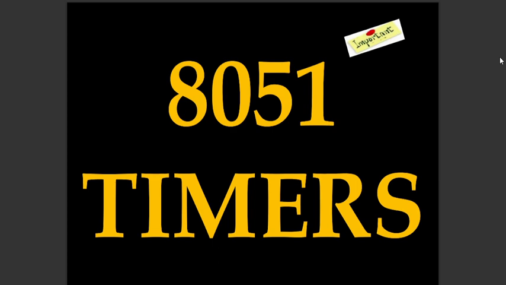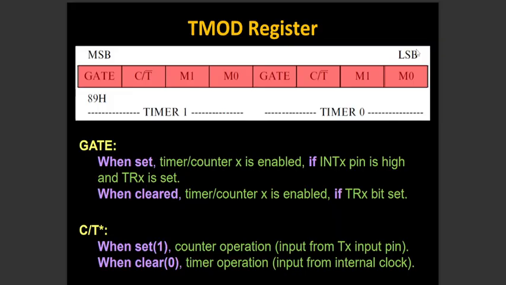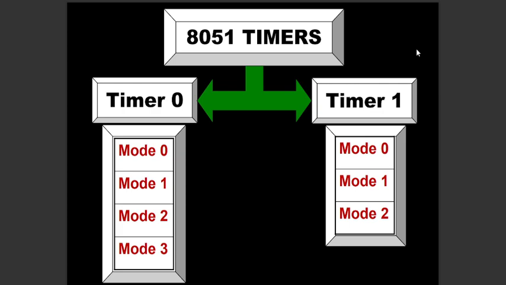My dear students, now we are going to discuss 8051 timers. In Intel 8051, there are two 16-bit timer registers. These registers are known as timer 0 and timer 1. The timer registers can be used in two modes. These modes are timer mode and counter mode. The only difference between these two modes is the source for incrementing the timer register.